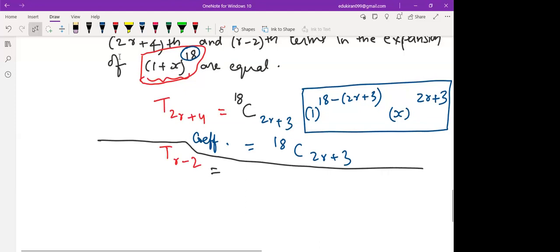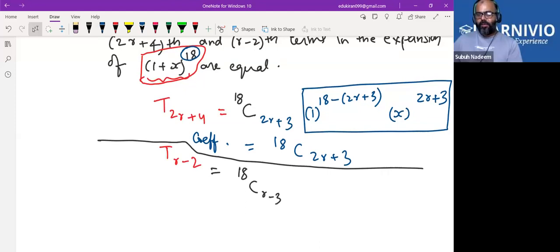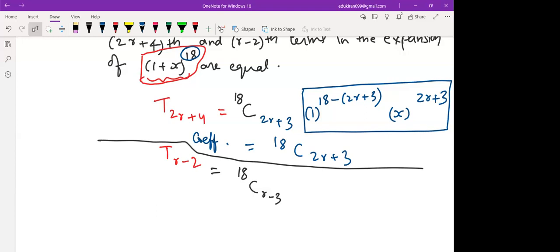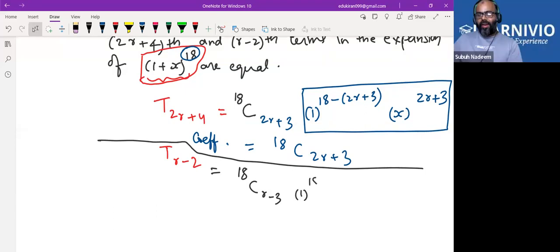Sir, 18C r minus 2, r minus r 3 minus 1, r minus 3. This is 1 less than r minus 2, so if you subtract 1, it will become r minus 2. Okay, sir. And 1 to the power 18 minus r minus 3, x to the power r minus 3. Is it okay?